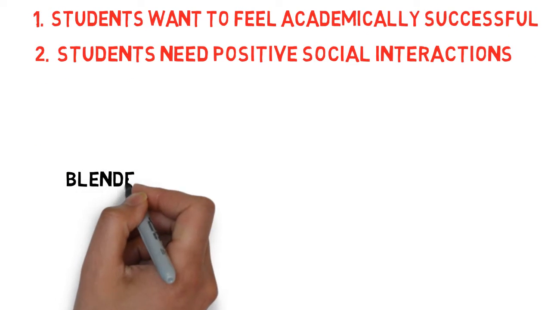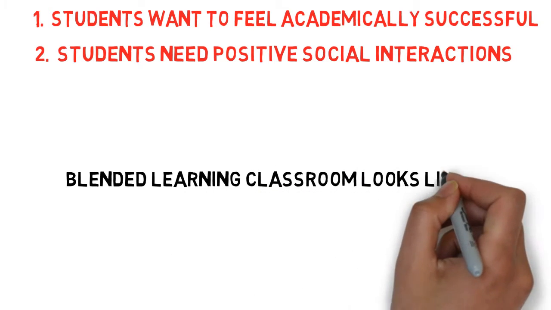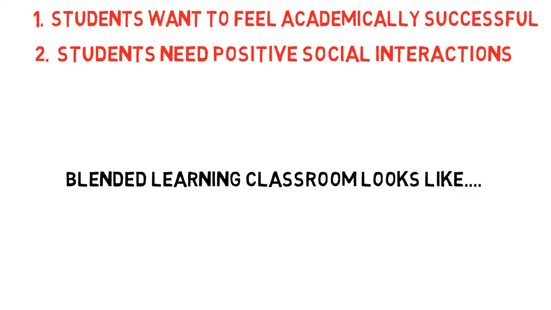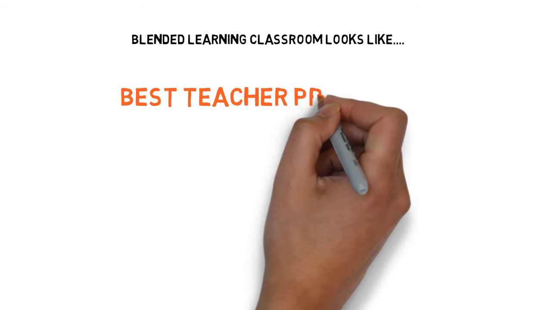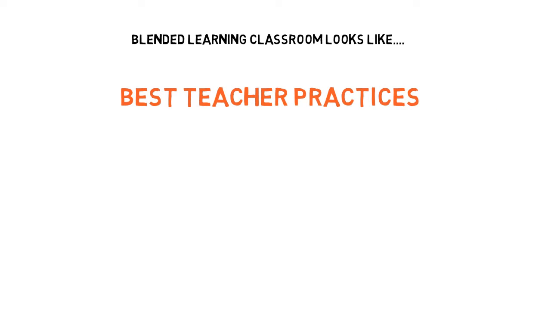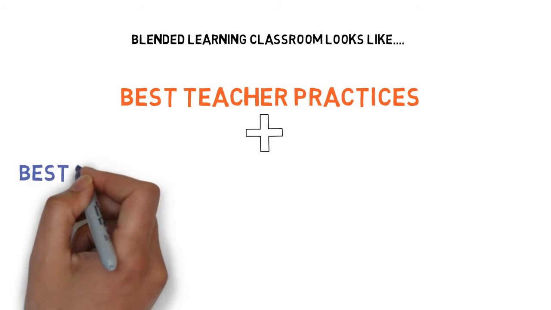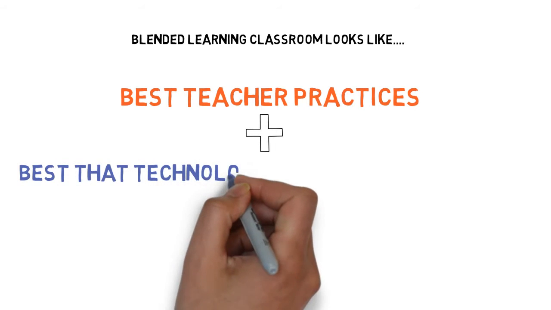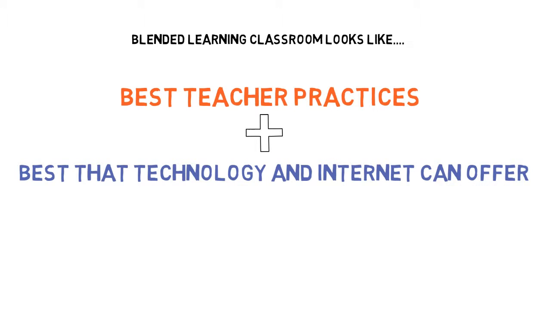Now, what does a blended learning classroom look like, and how is it different than a traditional classroom? A blended learning classroom has students, an active teacher, and technology. So far, it doesn't sound much different than a regularly technology-rich classroom. But a blended learning classroom functions much differently. Blended learning is simply blending best teacher practices with the best that technology and the internet can offer.